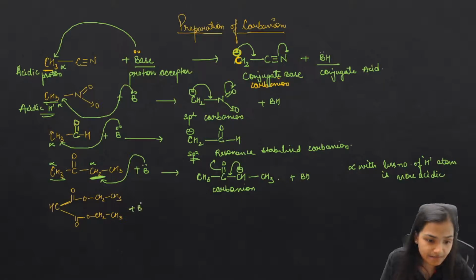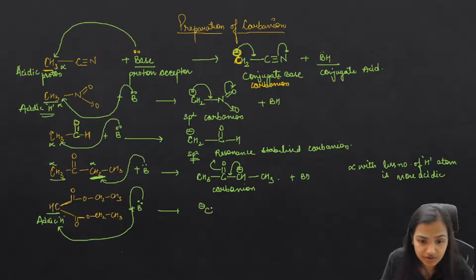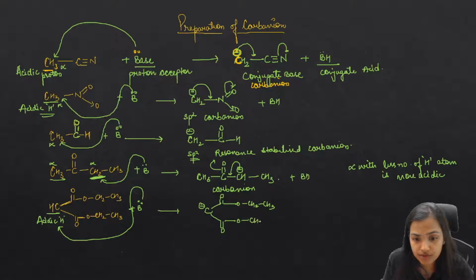And again, here is another example. This is also an acidic proton. This is a very acidic proton, because here we have double conjugation. So this base will abstract this acidic hydrogen, resulting in the formation of a carbanion. So this is how we can get carbanions.